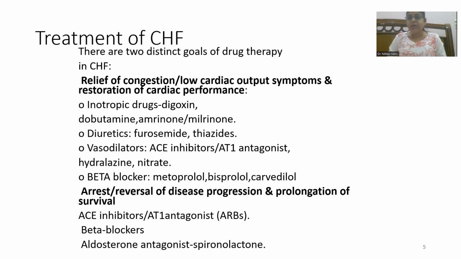Inotropic drugs include beta-1 adrenergic agonistic drugs, which stimulate the heart, thus increasing the heart rate, the stroke volume, and the cardiac output. The drugs are digoxin, dobutamine, amrinone, and milrinone. Amrinone and milrinone are inodilators, meaning they have both vasodilator as well as inotropic actions.